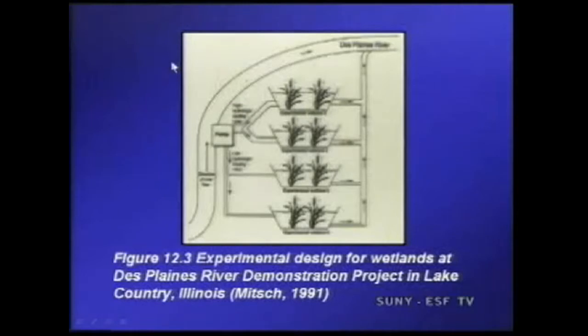Okay, here's another example in the Midwest in Illinois. You can see that several experimental wetlands have been used to clean up river flows, and the advantage of this is not only phosphorus and nitrogen being pulled off, but also that the sediment load is decreased. The water that comes back has much less sediment.